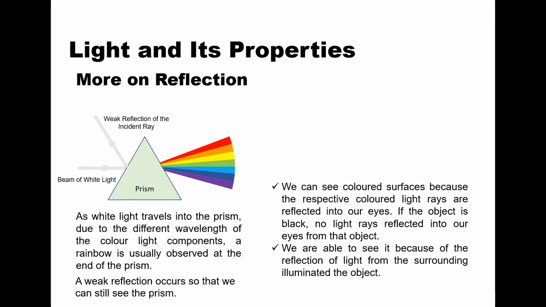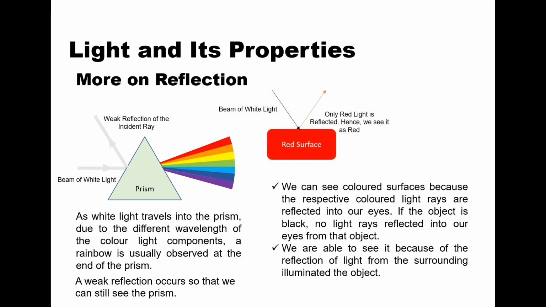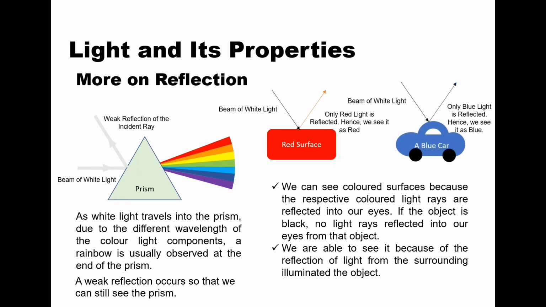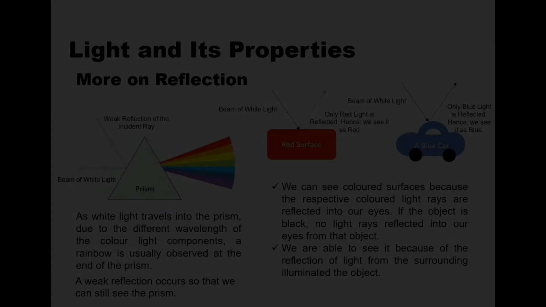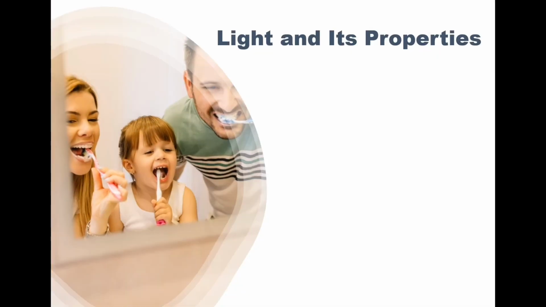We see colored objects because their respective color light is reflected from the surface. For example, we see a red object because only red light is reflected from the surface of the object, and all other colored light is absorbed. We can see the blue car because only the blue light is reflected, and all other colored light is absorbed. Hence, we see the car as blue. Let's explore other aspects of reflection.